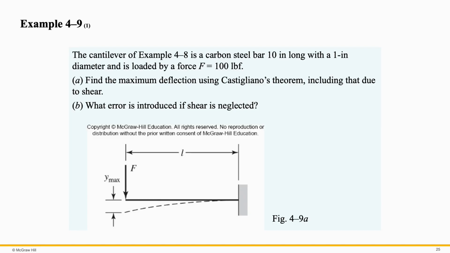The cantilever of example 4.8 is a carbon steel bar 10 inches long with a 1-inch diameter, and it is loaded by a transverse shear force of 100 pounds. So here we have a shear force, its magnitude is given as 100. We have a cantilevered beam structure, and in this example our main objective is to apply Castigliano's theorem to determine the maximum deflection. Yes, this is our main objective.